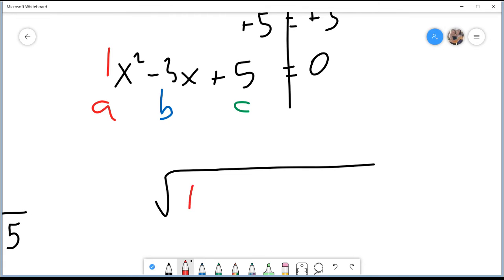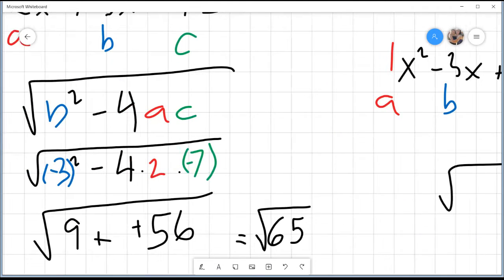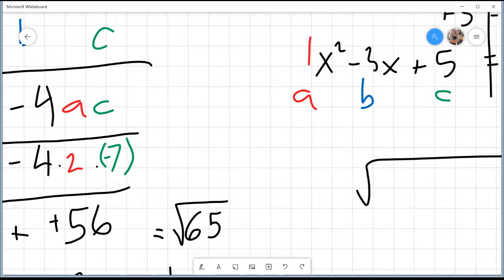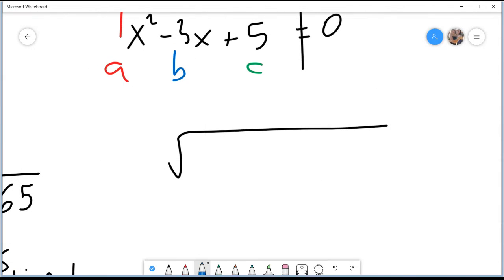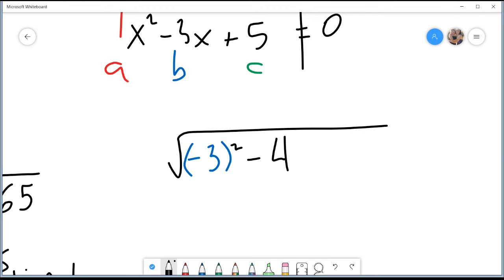So we want, we don't want 1 squared, because 1 is A, and we don't want A, we want B. So we want negative 3 squared minus 4 times 1 times 5.